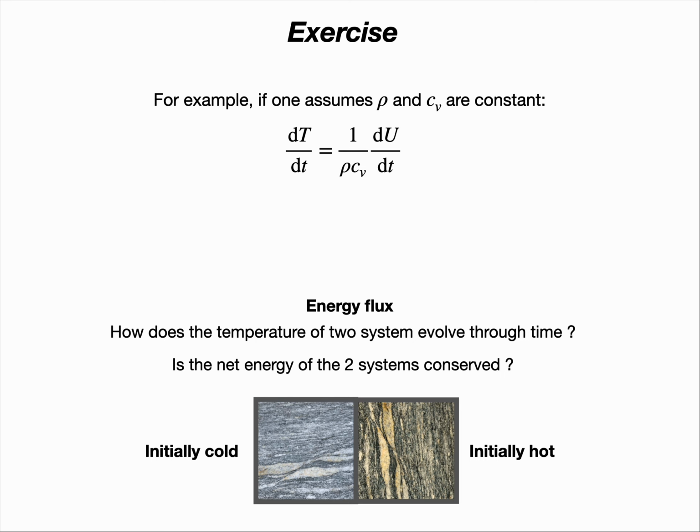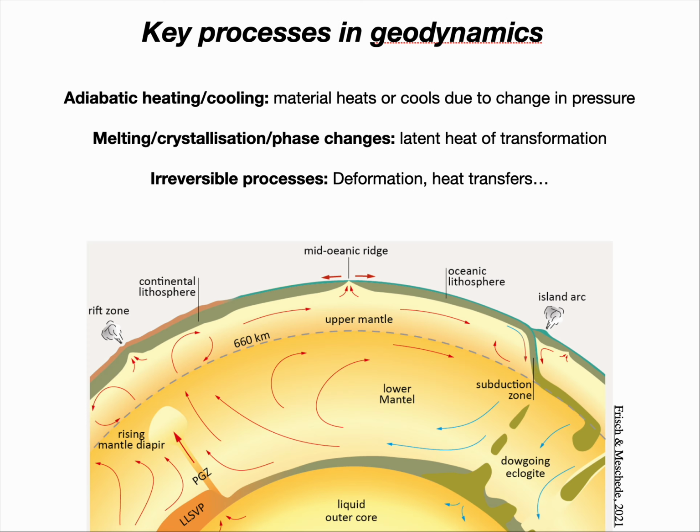We are going to study a heat exchange with an energy flux. So we will study the evolution of two systems, where you would have one initially cold material next to a hot material, and we will compute how the temperature of the two systems evolve through time. And we will also check that the net energy of the two systems is conserved or not. Let's hope.